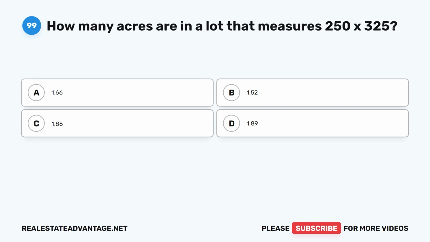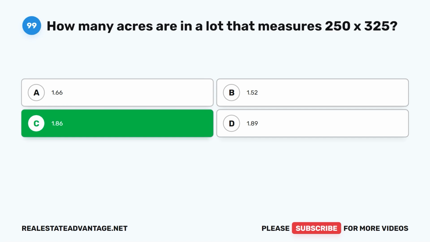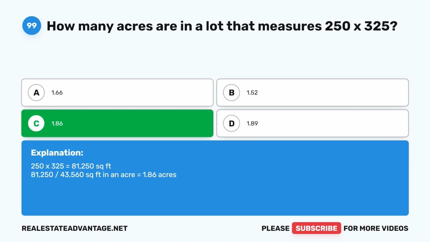Question 99. How many acres are in a lot that measures 250 by 325? A. 1.66. B. 1.52. C. 1.86. D. 1.89. The correct answer is C. 1.86. 250 times 325 equals 81,250 square feet. 81,250 divided by 43,560 square feet in an acre equals 1.86 acres.